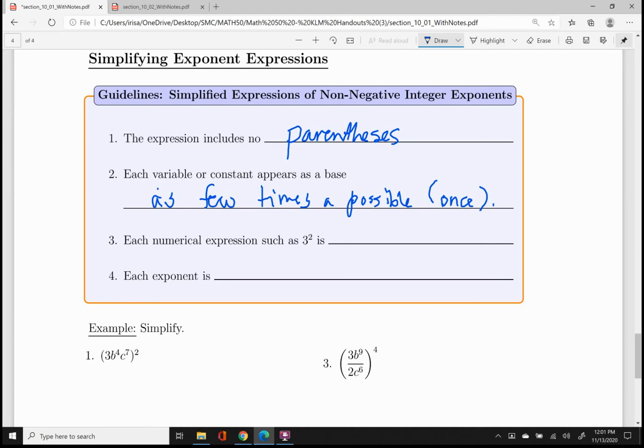Number 3, each numerical expression, such as 3 squared, has been calculated and each numerical fraction has been simplified. So we'll just say simplified to kind of be the catch-all for that one. So as 9 in this case.